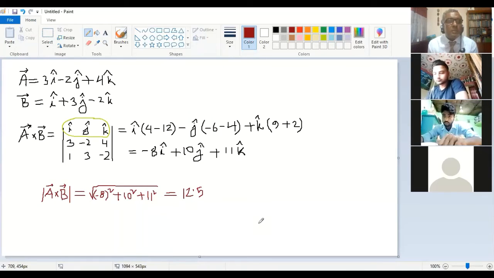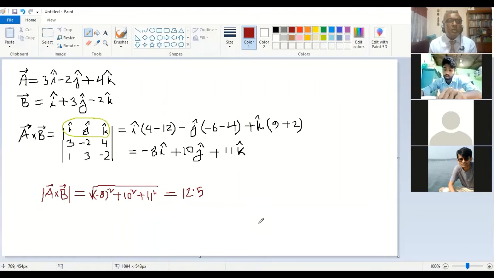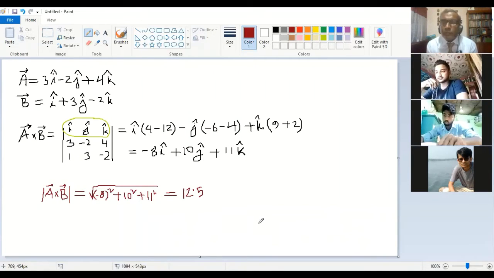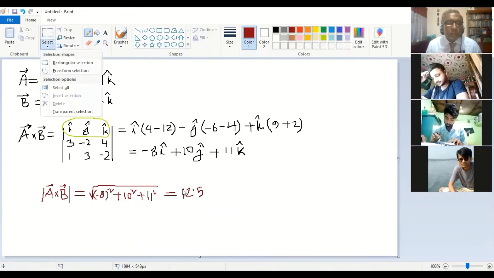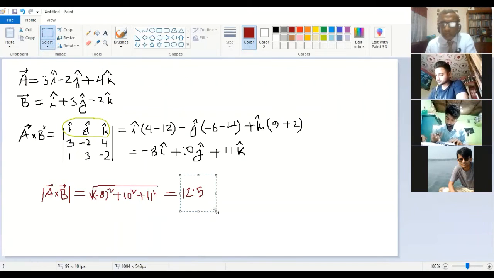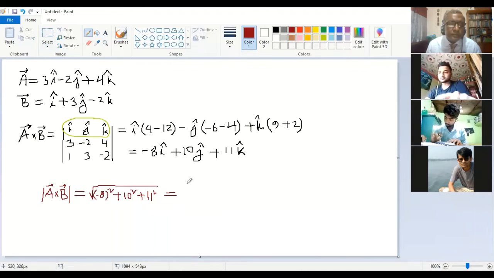And there is a meaning for this. I will tell you what is the meaning of 12.5 in this case. Actually, sir, the answer will be wrong, I think. Okay, so let me erase this and write it again. So what is the answer? Root over 285.